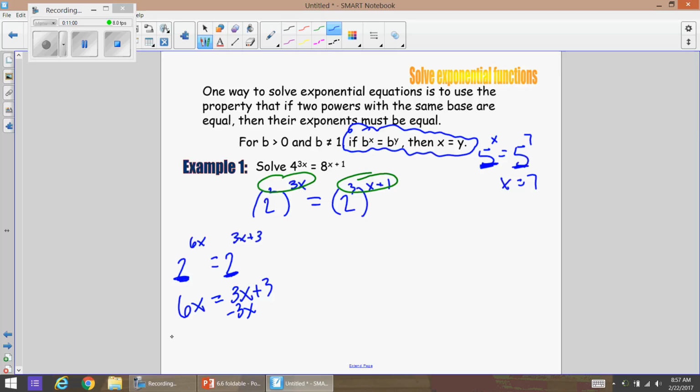We're going to subtract the 3x. We get 3x is 3. We get x is 1. That's a positive 1. And we don't need to check it because we started with an exponential. We only need to check when we start with logarithms.